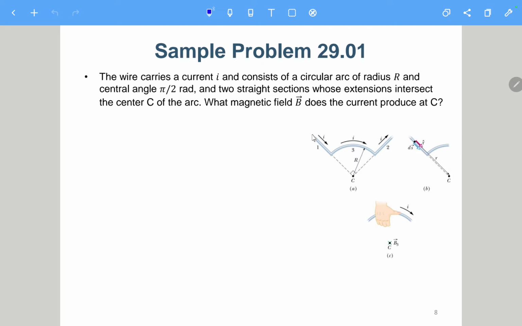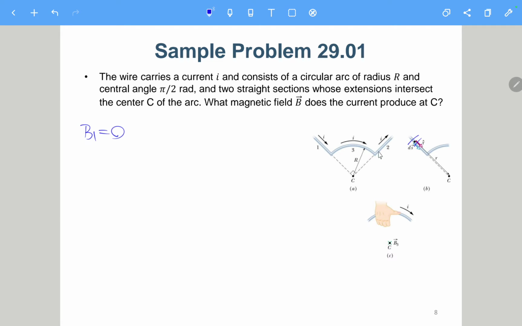Here we have 3 segments. One segment is this one, this is the second one, and this is the third one. We can quickly find that for segment 1, suppose this is ds. ds is pointing to the bottom right, and r also points to the bottom right because it comes from ds to point C. So r hat and ds point in the same direction, which means the cross product is 0. So for segment 1, the B field generated at point C should be 0.